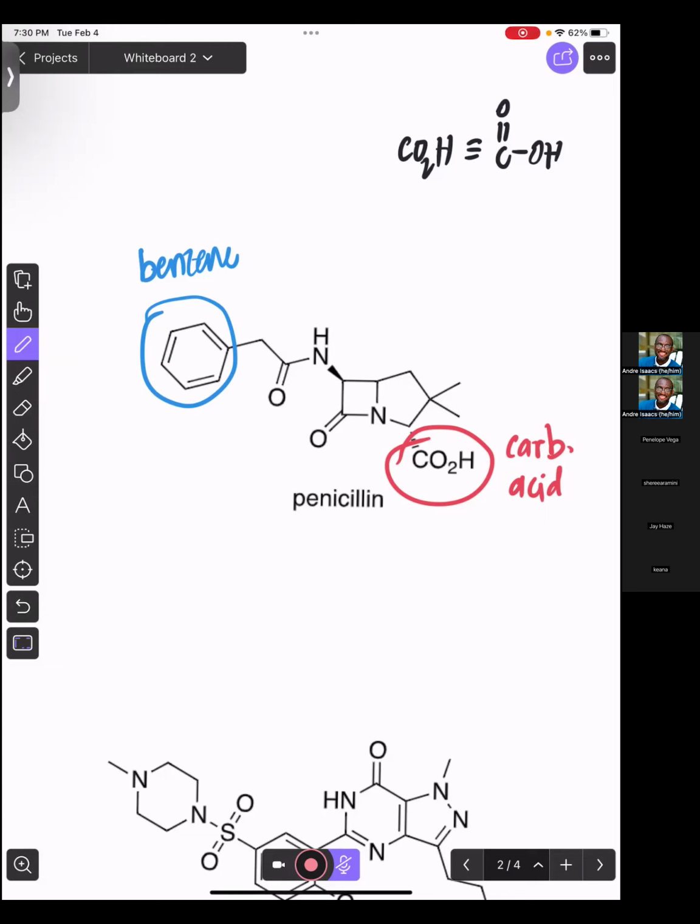Okay, I see amide. There's an amide present. How many amides are present? 2 amides. Yes, I see someone write that. So there's an amide, and here's an amide.